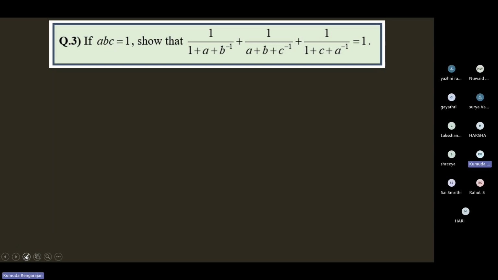Okay, so here we are given that ABC is equal to 1. These are standard questions. Okay, we are given that ABC is equal to 1. So, from this you can write A is equal to 1 by BC. Or you can write B is equal to what? What is B equal to?